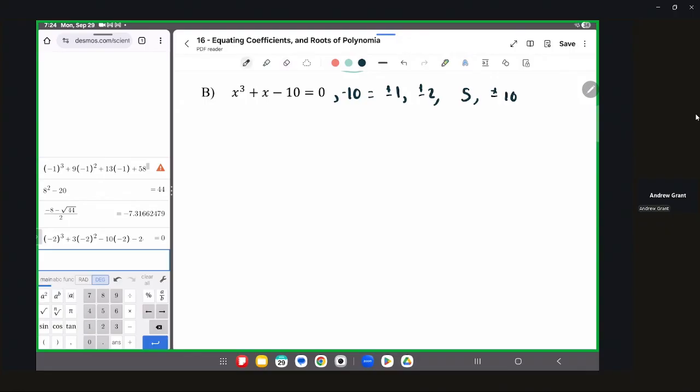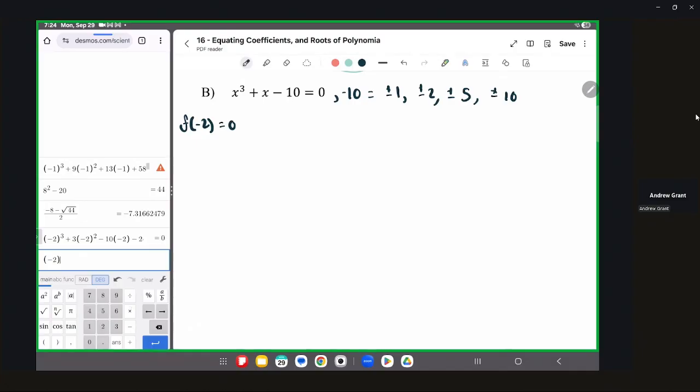I notice that since we're missing an x squared term, chances are it's probably not going to be one of the 10s. I'm going to start with the 1 or the 2 first. I'm going to start with f of negative 2 because of the coefficients. So here, f of negative 2 is going to be equal to 0.